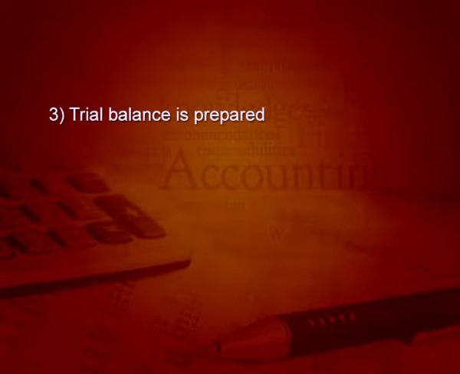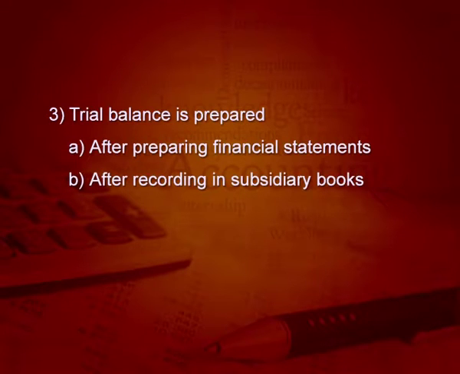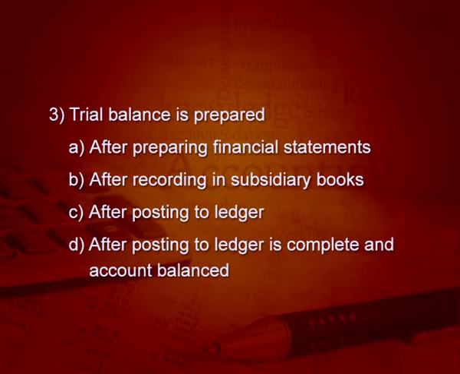Question number 3. Trial balance is prepared: A, after preparing financial statements, B, after recording in the subsidiary books, C, after posting to the ledger, and the last option, after posting to the ledger is complete and accounts are balanced. Yes, the last option is correct. When we complete the posting and the accounts are balanced in debit or credit, then we make the trial balance.